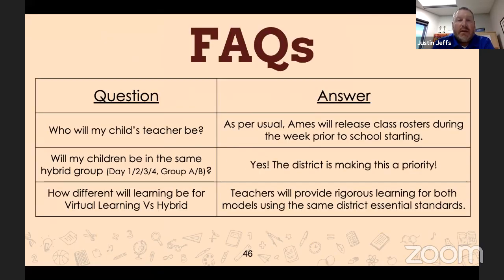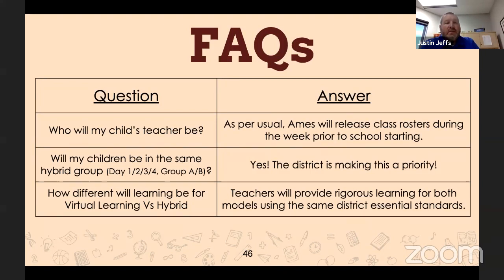Questions and answers. Some frequently asked questions that we've received prior to today. Who will my child's teacher be? As per usual, Ames will release class rosters during the week prior to school starting. That's our goal. We know it's a little bit more challenging this year because we're having to put them in cohorts, smaller percentages, 25% to start in each class. Based on the data that we receive, the timeline right now is the 21st when we'll receive everybody's information back on who's going to go online and who's going to participate in the hybrid. It's probably going to be early September before we can really release those though.